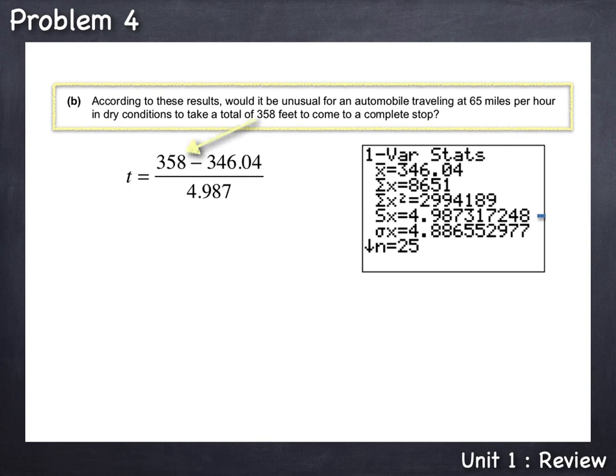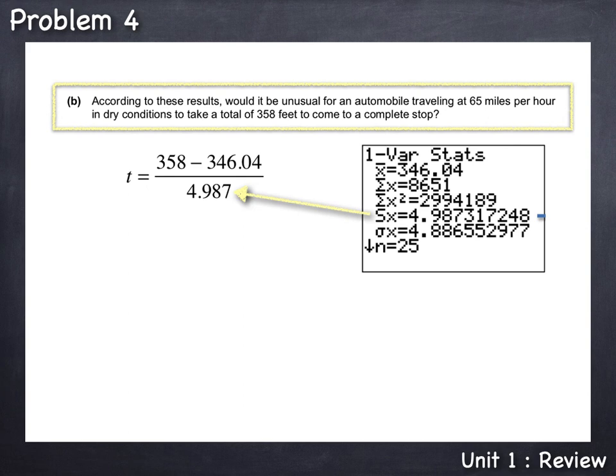So using this, we can calculate that t is equal to the 358 feet, the data value in question, subtract x bar, the sample mean, which was calculated to be 346.04. And all this is divided by s sub x, the sample standard deviation. Here I wrote it as 4.987. That is, I carried 3 places after the decimal.